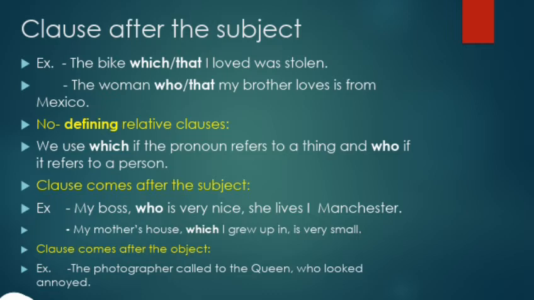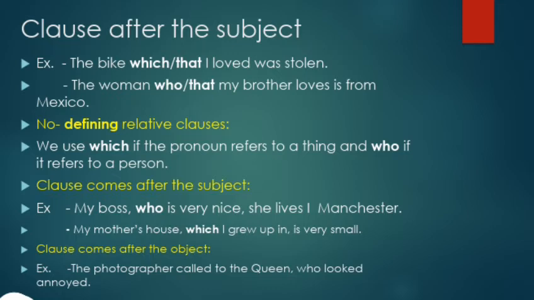My boss, who is very nice, lives in Manchester. Number two, my mother's house, which I grew up in, is very small. In the first sentence, we can see who after the subject, my boss. In the second sentence, we can see which after the subject, my mother's house.